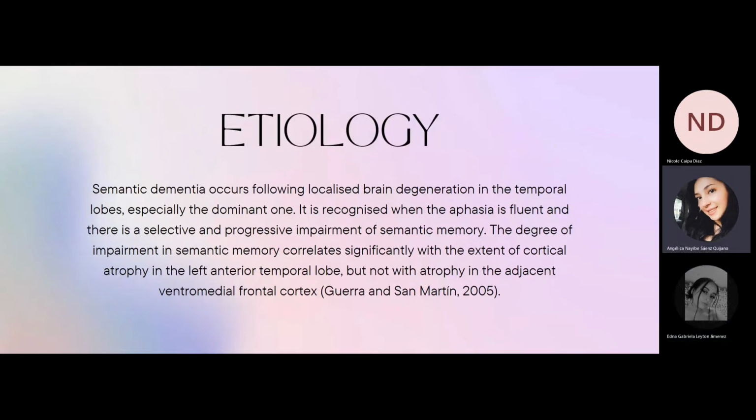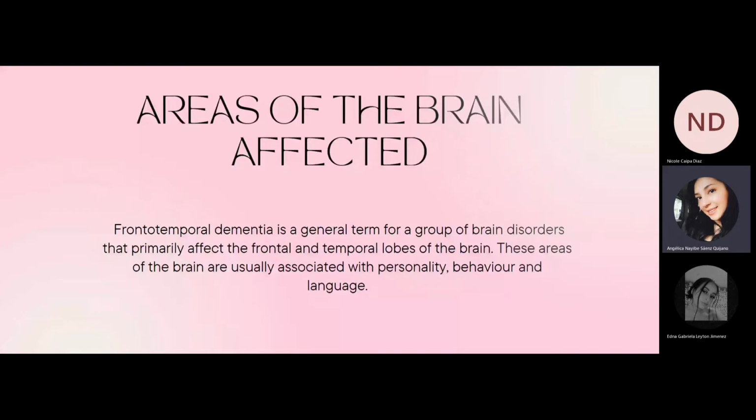Areas of the brain affected. Frontotemporal dementia is a general term for a group of brain disorders that primarily affect the frontal and temporal lobes of the brain. These areas of the brain are usually associated with personality, behavior, and language.